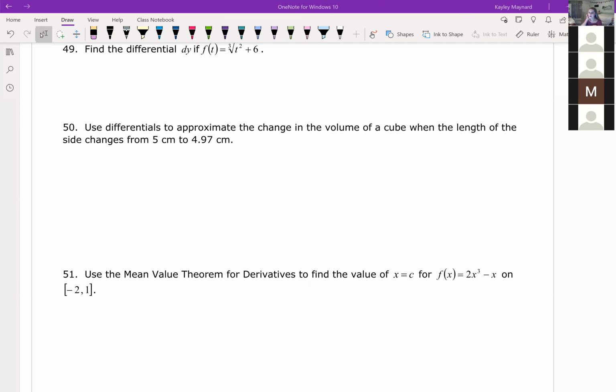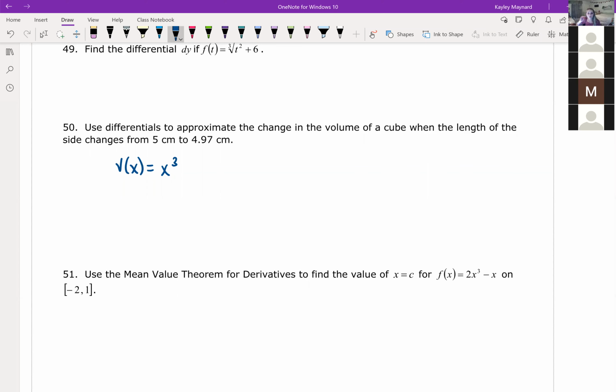Well, you do have to have an idea of what the differentials property of approximating is. So first, let's write a function for the volume of the cube, because our question is about the change in the volume of the cube. So you're probably going to need the equation for the volume of the cube. So V of x is equal to x cubed. So that's the volume of the cube.